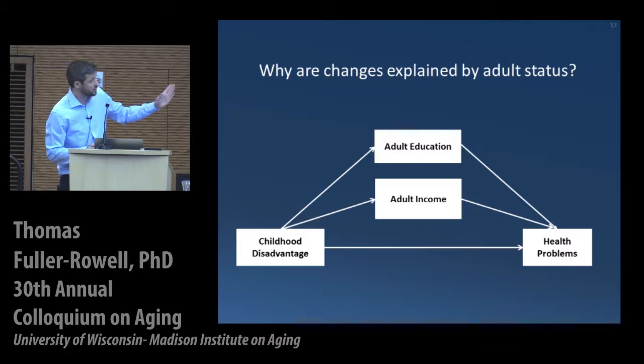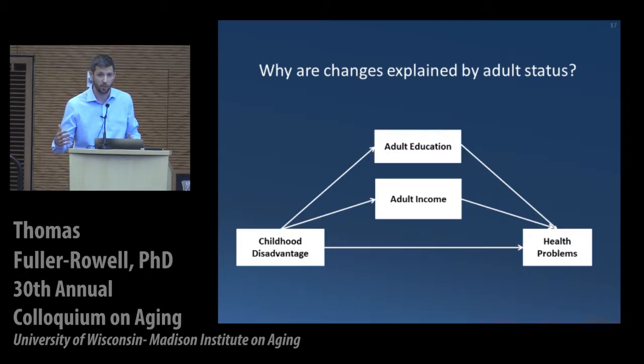So is it that childhood disadvantage is becoming a stronger predictor of adult status, or is it that adult status is becoming a stronger predictor of health? As we become more technologically advanced as a society, it may be that more and more educational attainment is required in order to navigate the healthcare system, in order to fully understand all of the ways that one might be able to improve one's health through nutrition and physical activity.